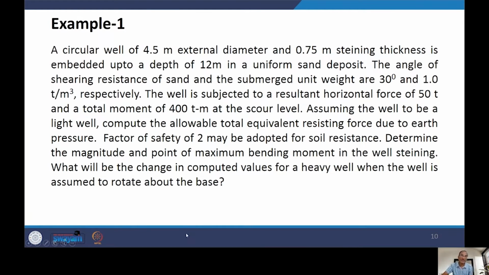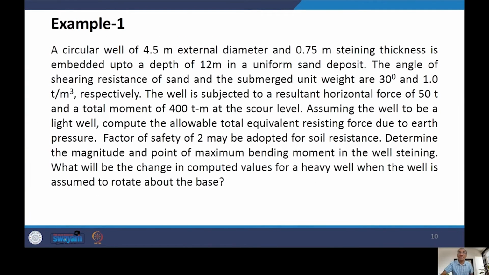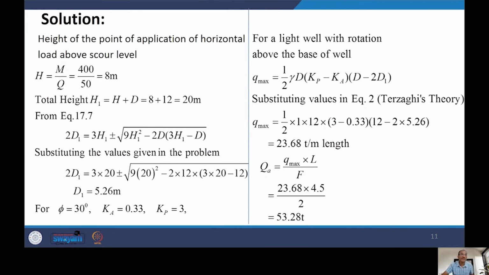So this needs to be done using Terzaghi's theory, and the various formulations are listed here. First of all, because both moment as well as horizontal force are given, you can find the height h at which the horizontal load is applied, which is given by M by Q, so it comes out to 8 meter. So the point of application of horizontal load is 8 meter.